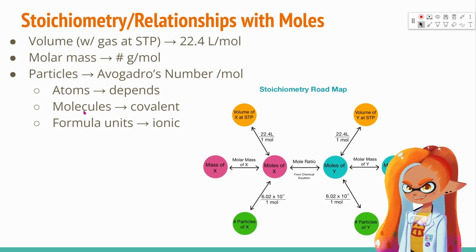For molecules, molecules are only covalent. And as a reminder, covalent is nonmetals only. And then formula units are for ionic compounds, because we will talk about that when we talk more about ionic compounds. So this is the summary.